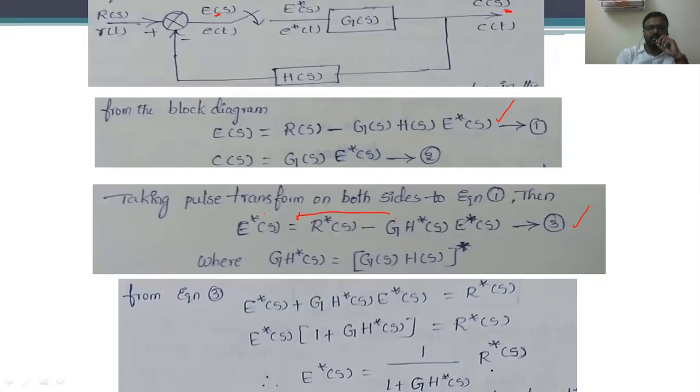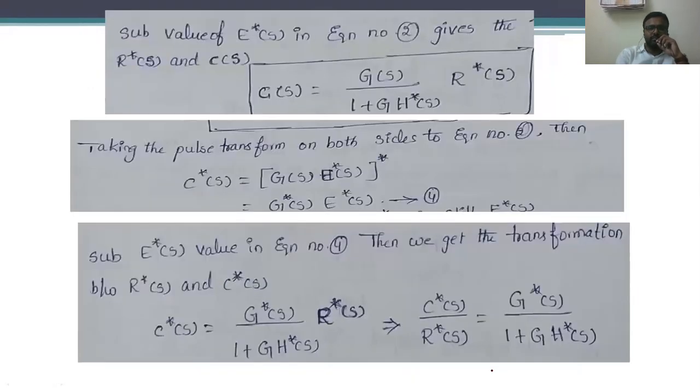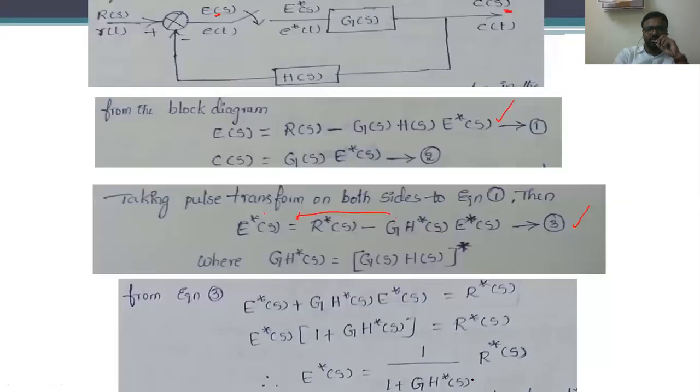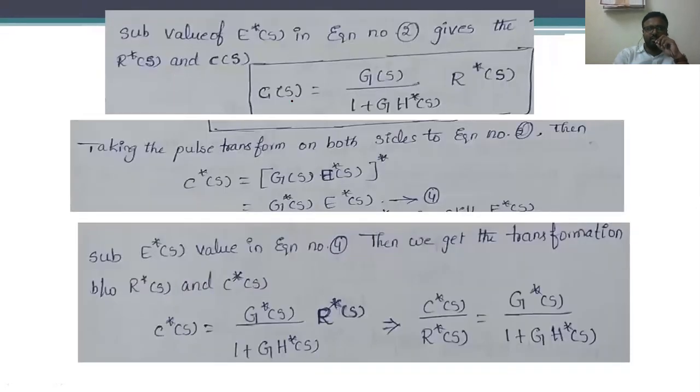Applying the Z transform, we substitute the value of E star of s in C of s. Just substituting the value of E star of s in C of s, we get the relation C of s is equal to G of s divided by 1 plus G H star of s, into R star of s.